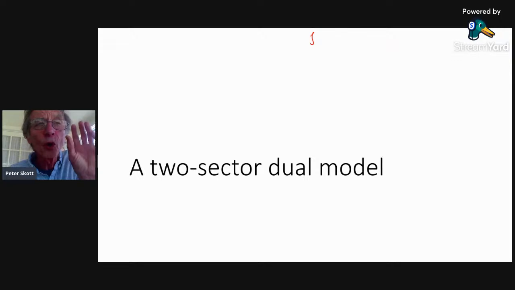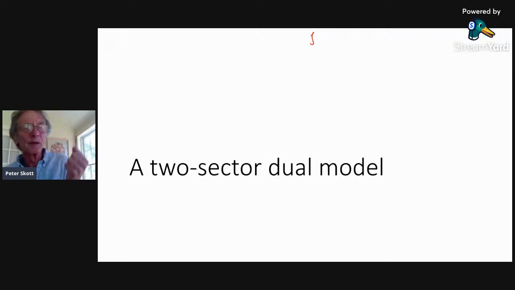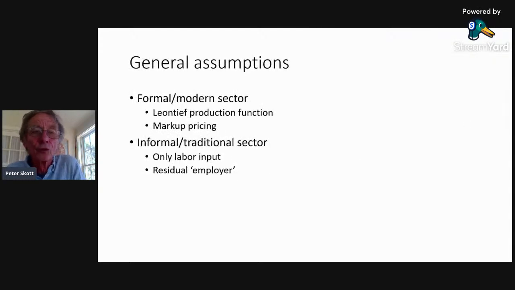Okay, so this was all within the confines of a one sector model. But if you're talking dual economy, then I think it is useful in some ways, and sometimes absolutely critical, to disaggregate and to look at the two sectors explicitly, to look at their interactions. So my very simple stylized two sector economy here will have a formal modern sector. It'll look just like what I showed you before in terms of the one sector economy. It'll have a Leontief production function. There'll be markup pricing.